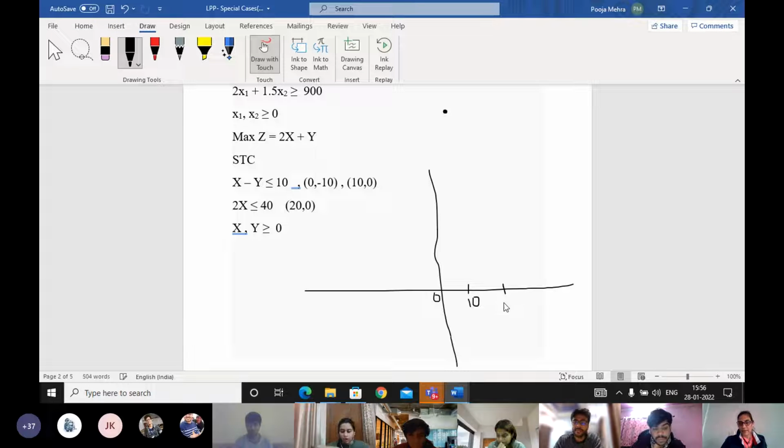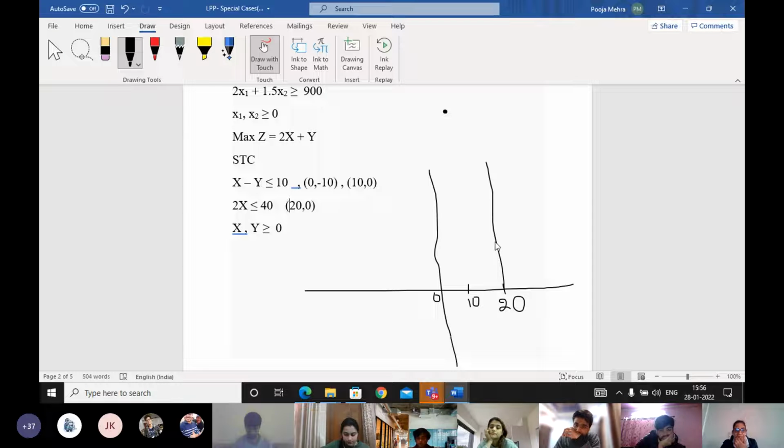10 and 20. This is the second line. 2x less than equal to 40. That means this region. Now, the first line, where we have to plot 10 x, 10 y 0. This should be the point. And one more will come below y.